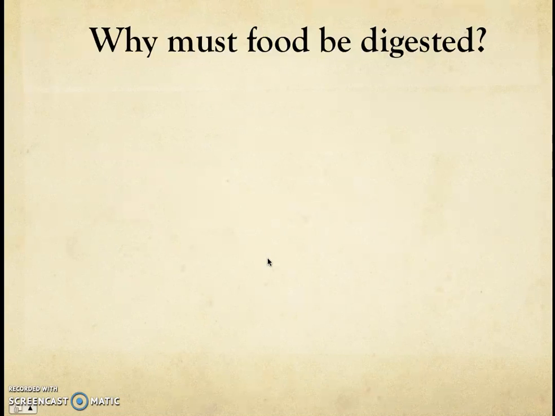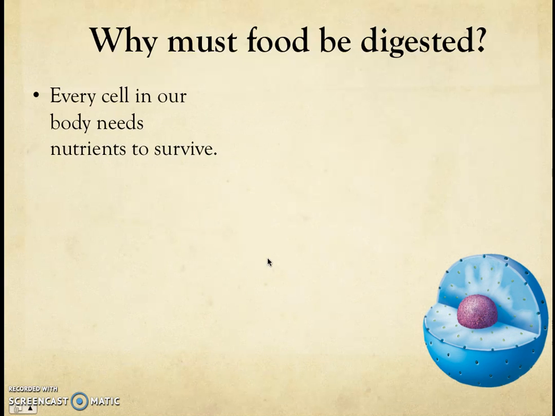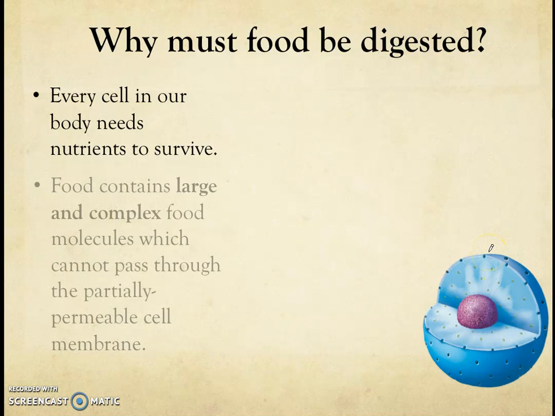So hold that thought about the cell membrane for a while, and we're going to see why it's important to this question. Why must food be digested? Now remember I said that every cell in our body, each and every one, needs nutrients to survive. So here's the cell, and it needs nutrients to survive. And here's the cell membrane, which is partially permeable.